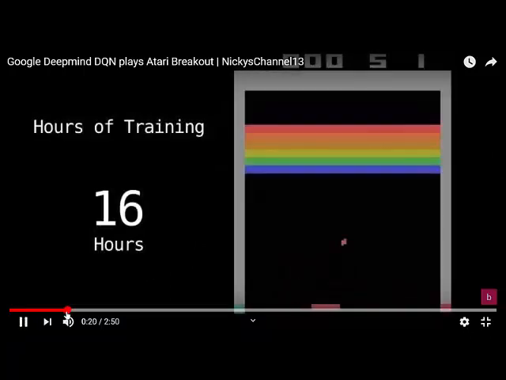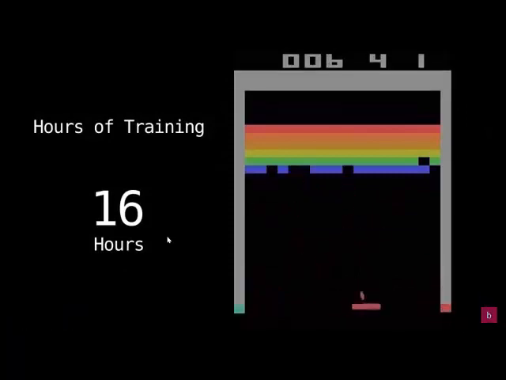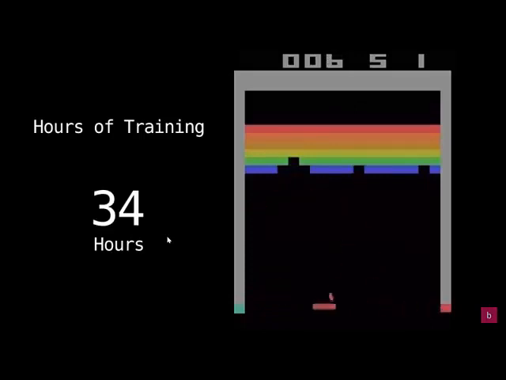So we can actually watch the progression here. It gets some features here. At least it knows now how to anticipate where the ball is going to be. It misses sometimes. This is after 34 hours of training. And these are old results, so now training can be much faster.